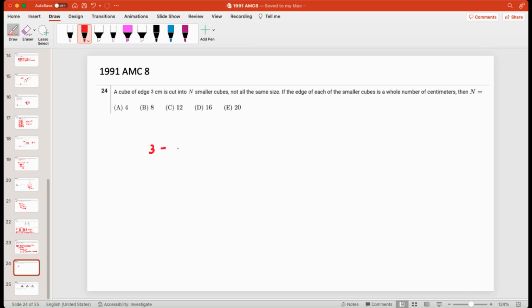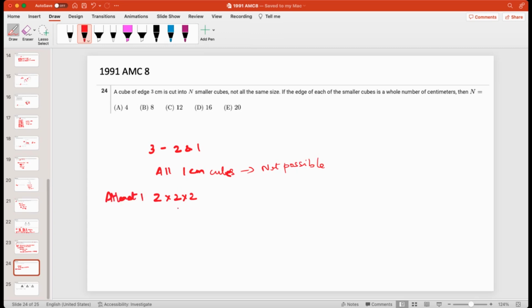So we have 3 centimeters, which needs to be split into whole numbers. The possibility of split is only 2 and 1. No other whole number we can split 3 as. Correct. So now we cannot have all ones. One centimeter cubes only is not possible because we can't have all of the same size. So this possibility is gone. So we should have at least one 2 by 2 by 2 cube.